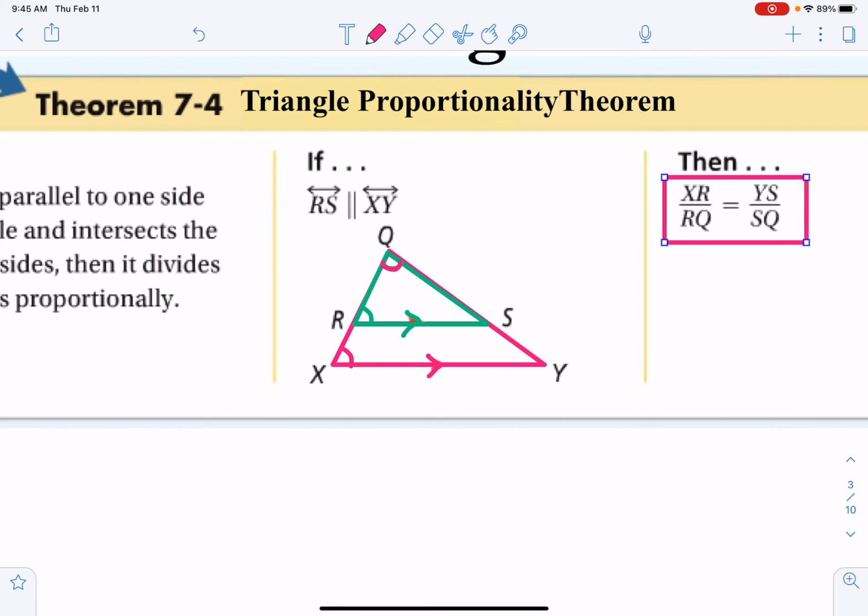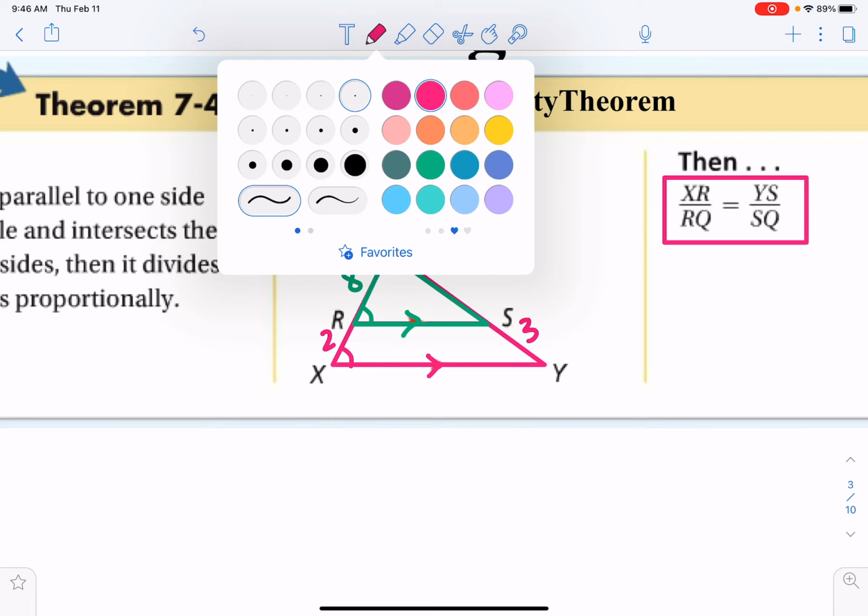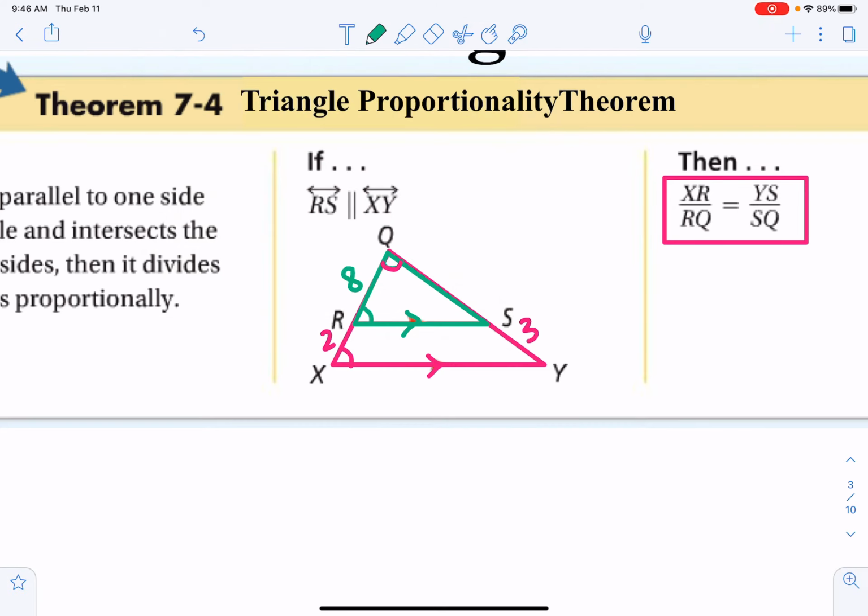XR over RQ is equal to YS over SQ, aka if this is 2, and that is 8. If this one is 3, 2 over 8 is 1/4, so 3 over what would be 1/4? So 3 over 12. So you're just saying that ratio, 8 to 2, 12 to 3 is the same.